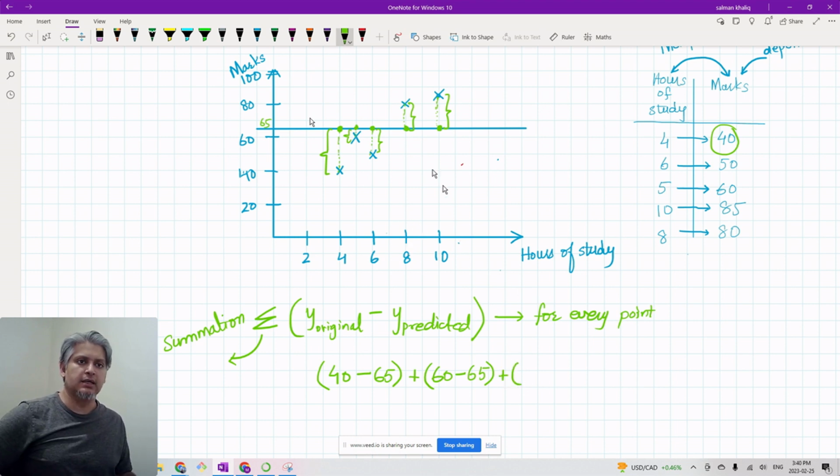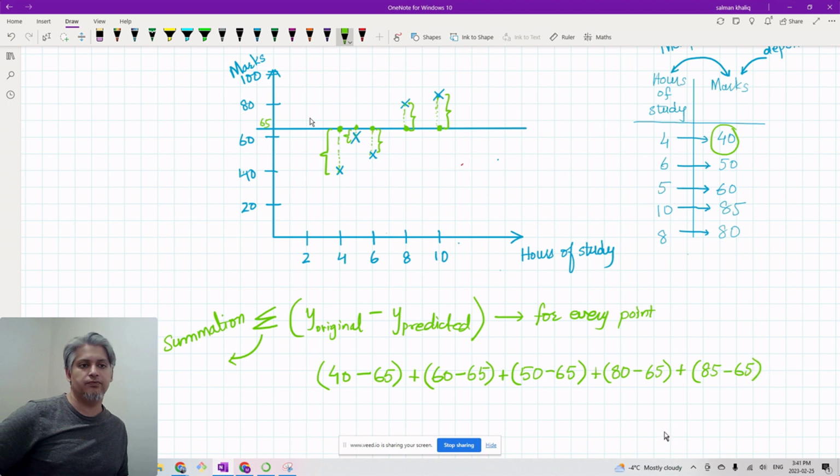Then for the third point, the original value is somewhere here, which is 50. When x is 6, y is 50. So that means this is the original value. I subtract the predicted value from it. Then I keep on doing that for the next 2 points. For this point, my original value is 80 minus the predicted value 65. And for the last point, the original value is 85 and the predicted value is 65.